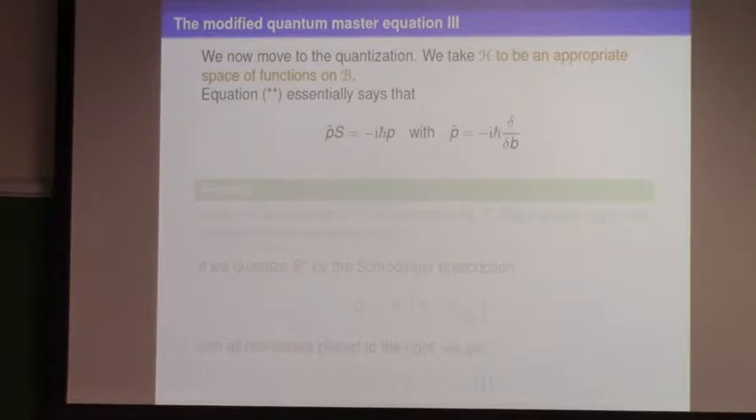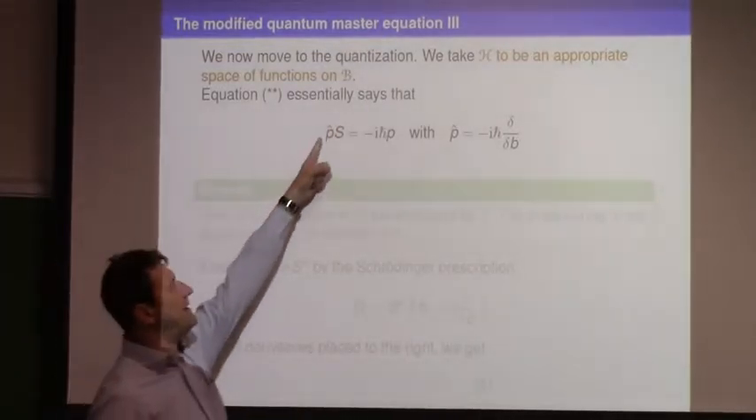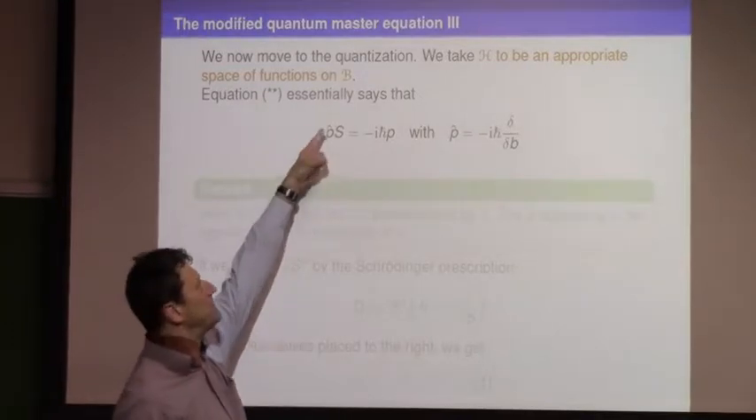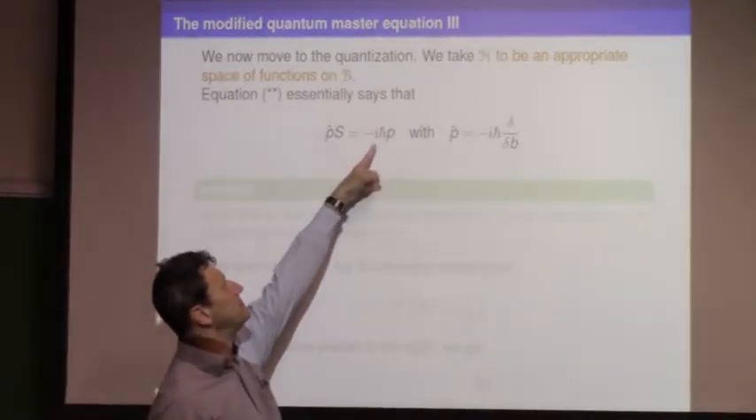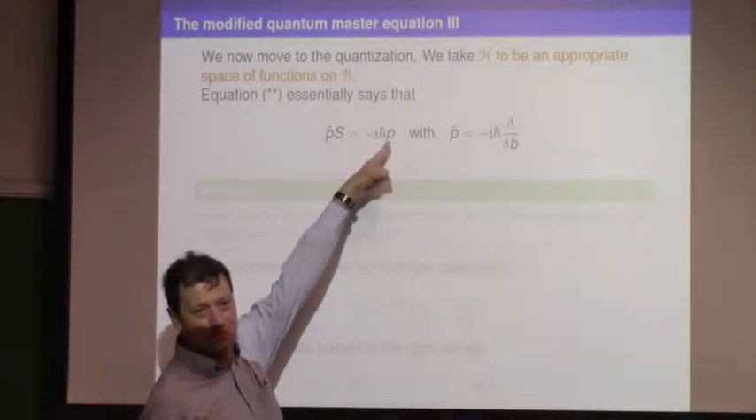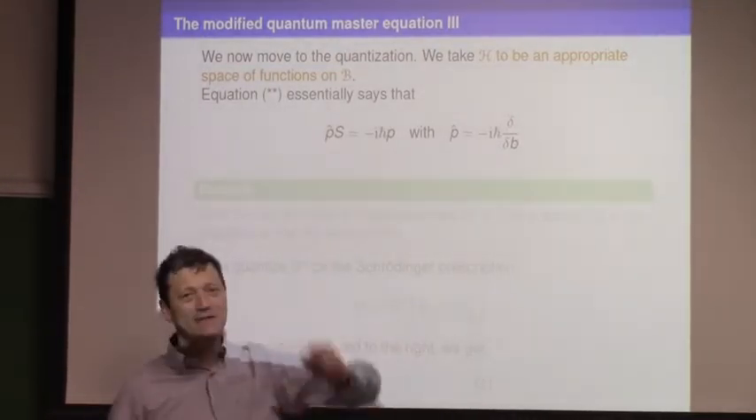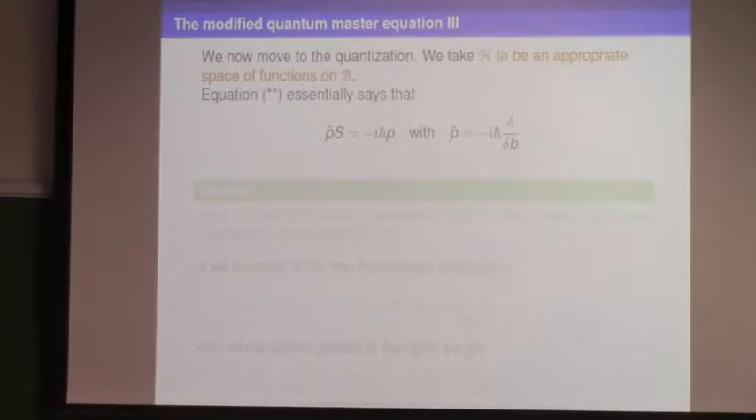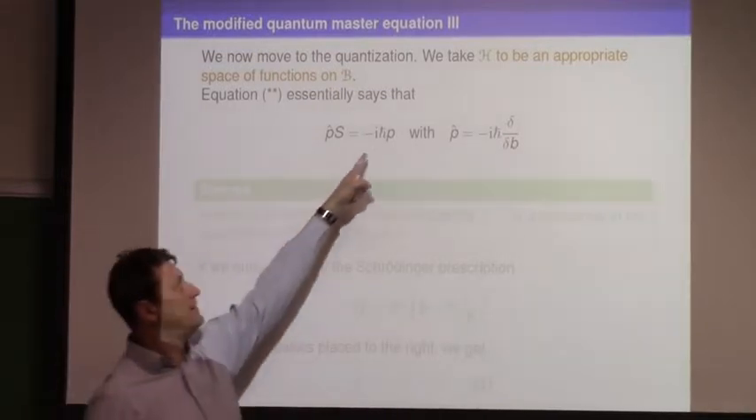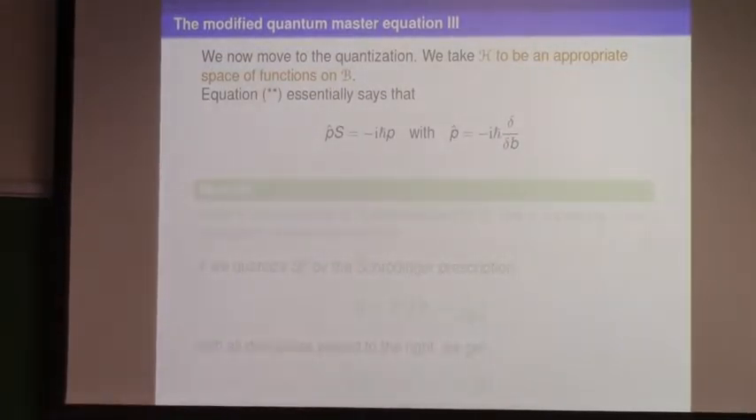So then we can write this equation by saying that applying P hat, which is the quantization of the momentum operator, to S, we get minus h bar P. Notice that P here has two meanings. This P hat here is the quantization of momentum for this configuration space, whereas this other P here is a coordinate of the fiber Y.